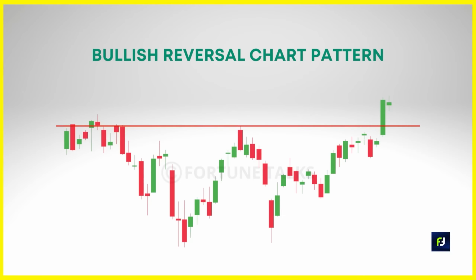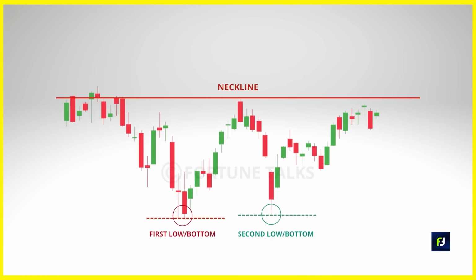A double bottom pattern is a bullish trend reversal pattern and it is the exact opposite of a double top. This pattern also has 3 parts. It has a first low or first price rejection, followed by a second low or second price rejection, and also a neckline, which is an area of resistance connecting the swing high in between. Now what do these parts of the pattern indicate?